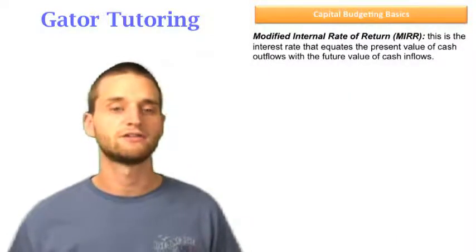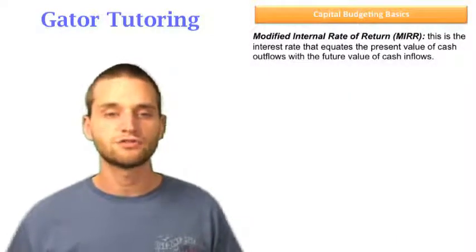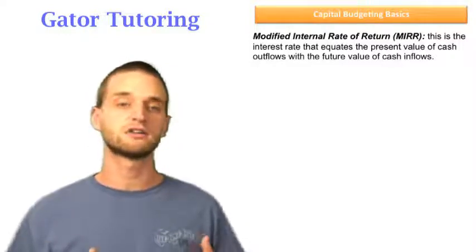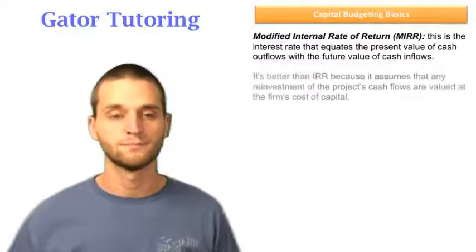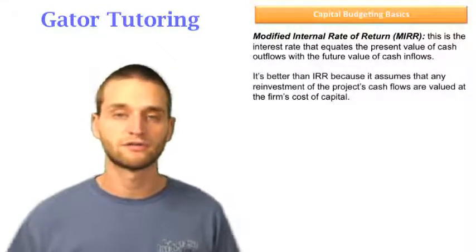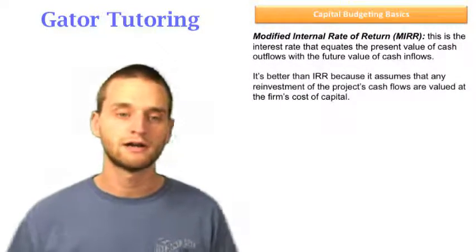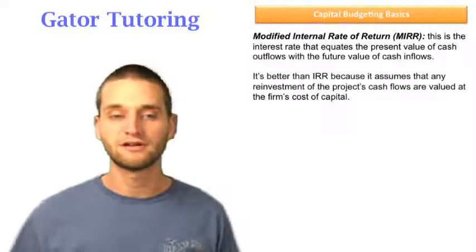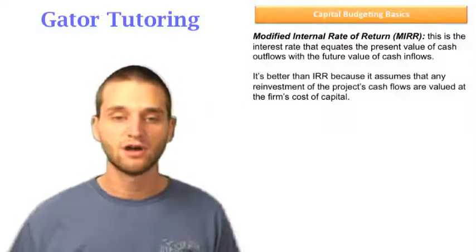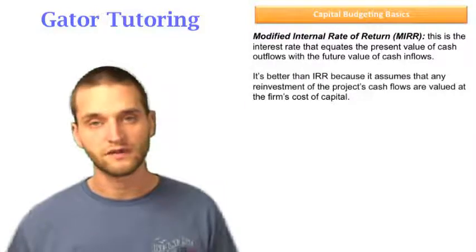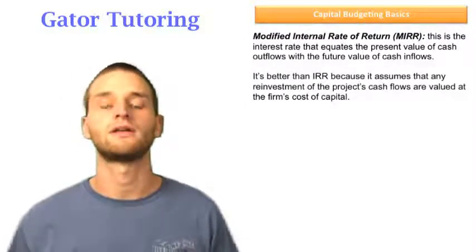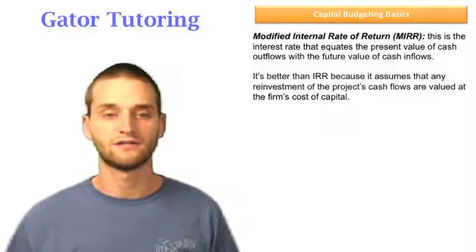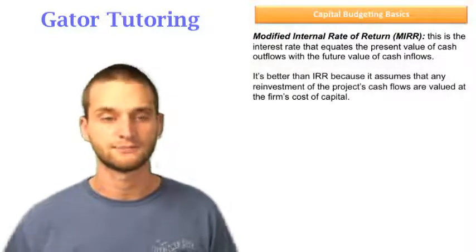Finally, the modified internal rate of return. This is the interest rate that equates the present value of the cash outflows with the future value of the cash inflows. It's better than internal rate of return. Managers like this better because it assumes that any reinvestment of the project's cash flows are valued at the firm's cost of capital. This is not true when we use internal rate of return. Sometimes we can get multiple IRRs, and this is why MIRR is better.